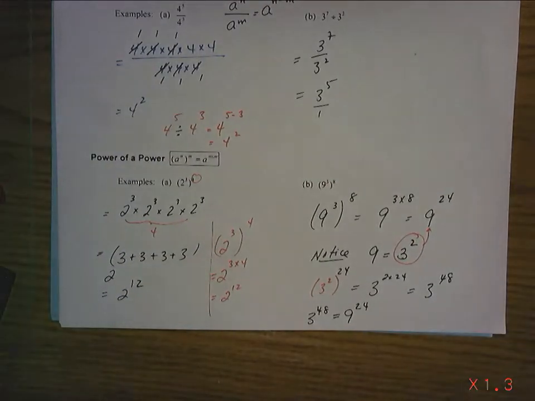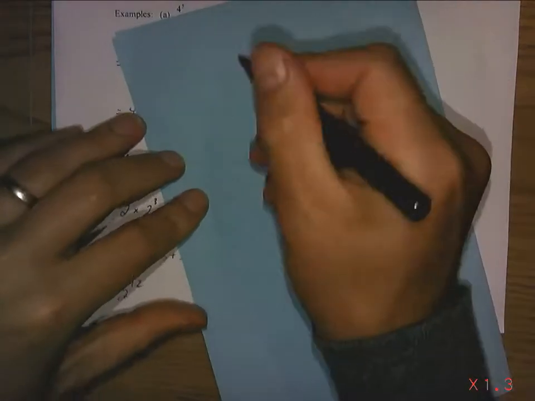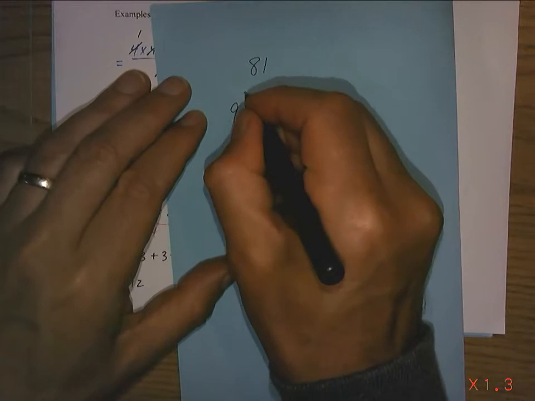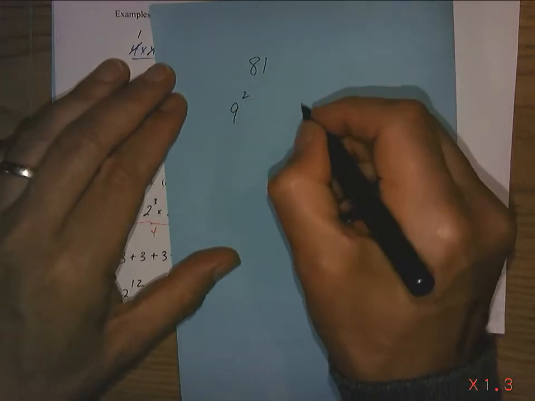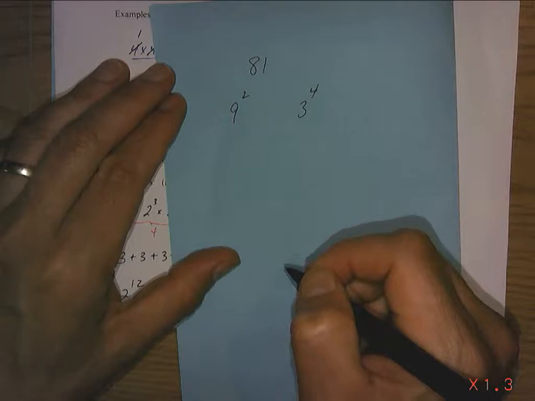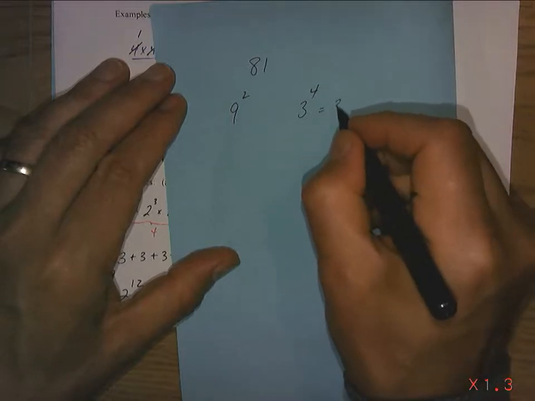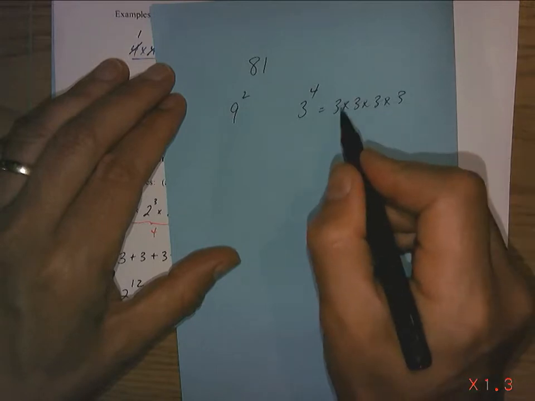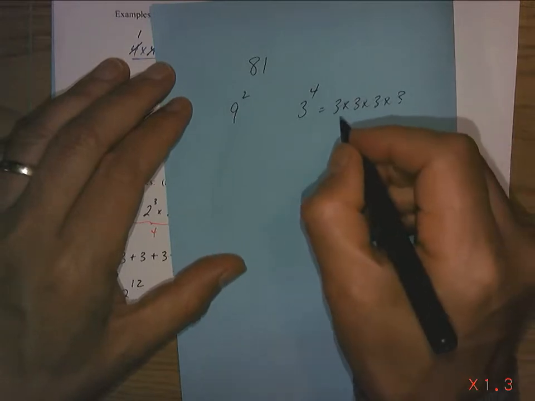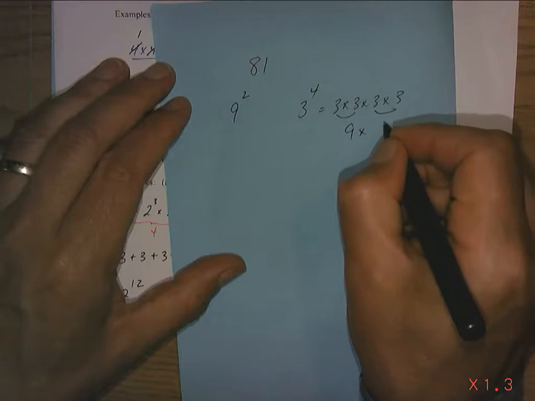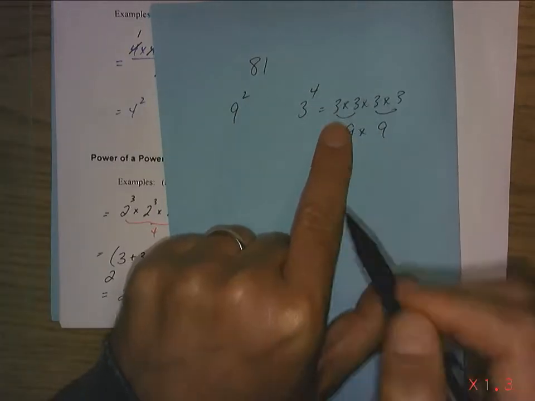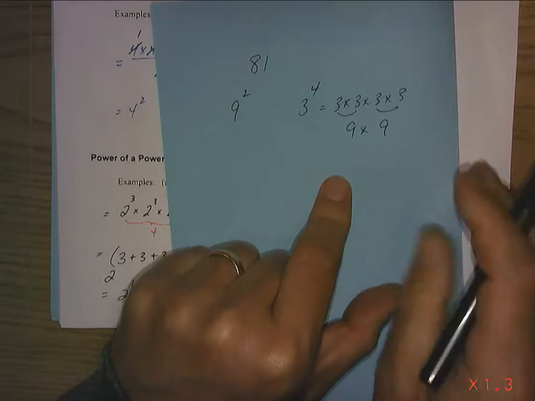Another quick example of that, just while we're talking about it, is let's say we look at 81. So 81 could be written as 9 squared, or it could be written as 3 to the 4. Now let's think about that for a minute. That would be 3 times 3 times 3 times 3. So there's 4 3's being multiplied. So any 2 of them gives you 9 times 9. So there's your 9 times 9 squared, and here's your 3 to the 4. See how that works? Okay.